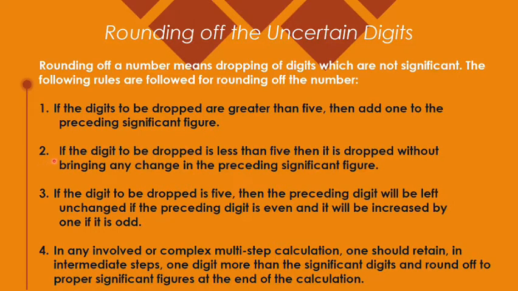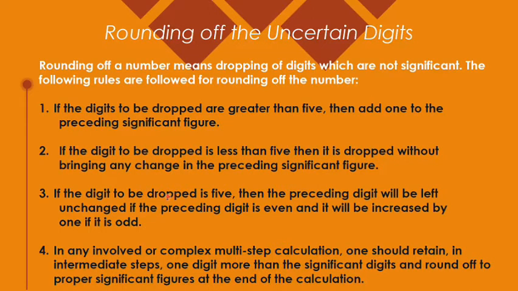Now the second rule is, if the digit to be dropped is less than 5, then it is dropped without bringing any change in the preceding significant figure. Same example, if the value is 2.54 centimeter, then I can drop the last digit without adding anything. The answer will be 2.5 centimeter.